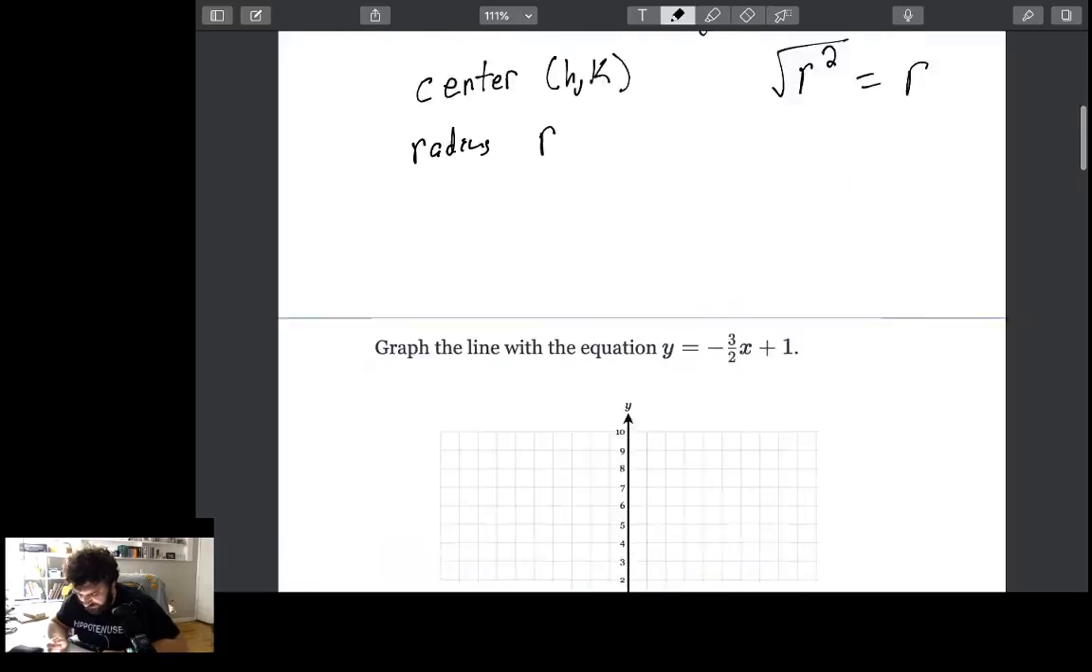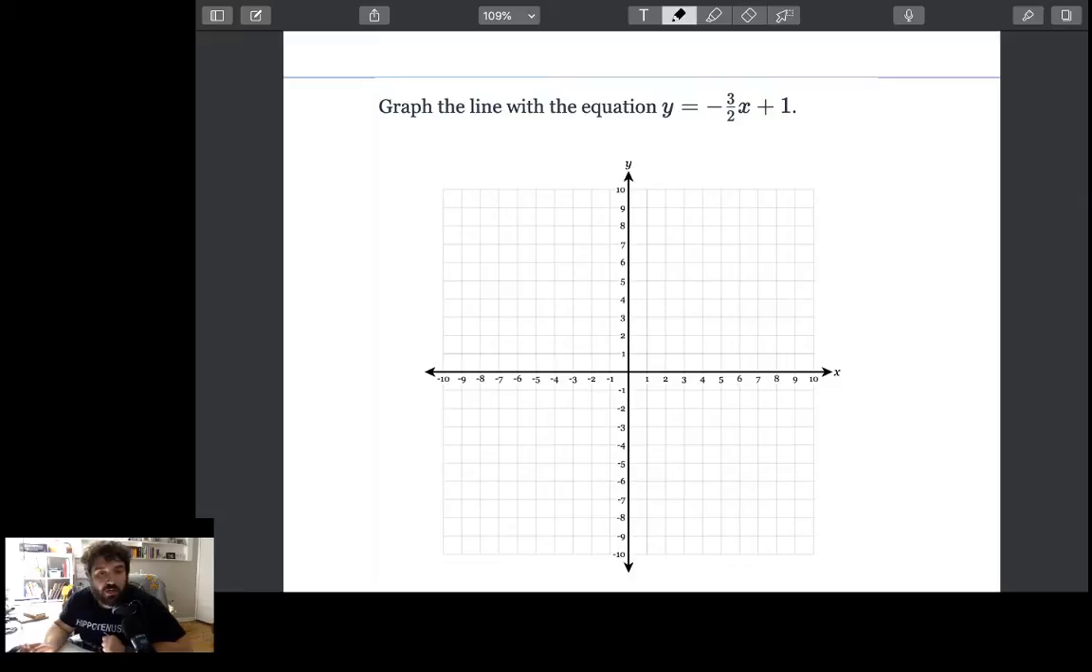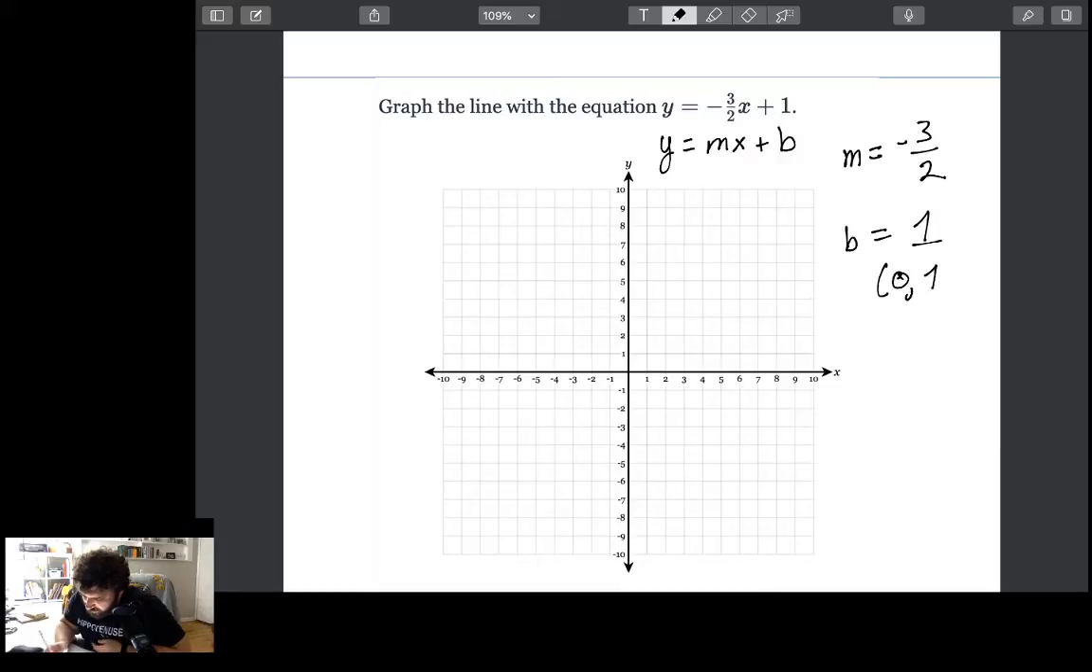But first, a few examples. We'll start off with graphing this line. Now, I'm working on Notability. I'm going to input the answers in Delta Math. These are all screenshots from Delta Math to hopefully give you guys some ideas here. So I'm looking at y equals 3 halves x plus 1 first off. And this, of course, is following our y equals mx plus b format. That means that m, our slope, is negative 3 halves, and b, our y-intercept, is 1. That gives us the point 0, comma 1.